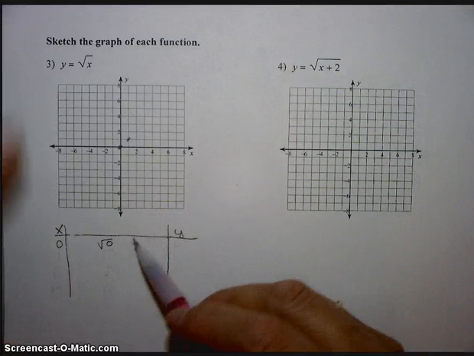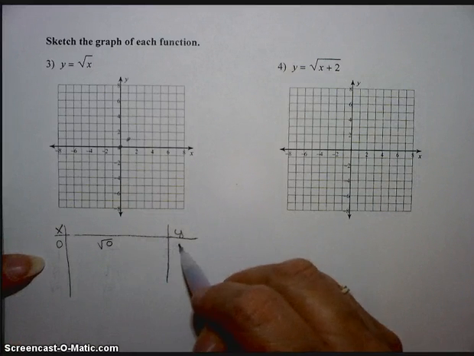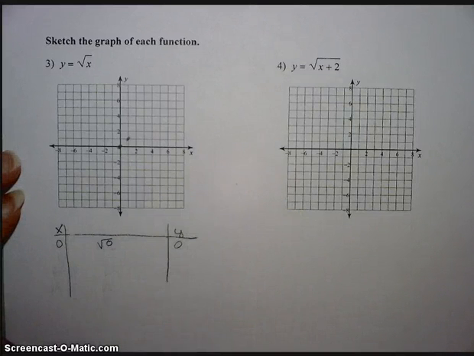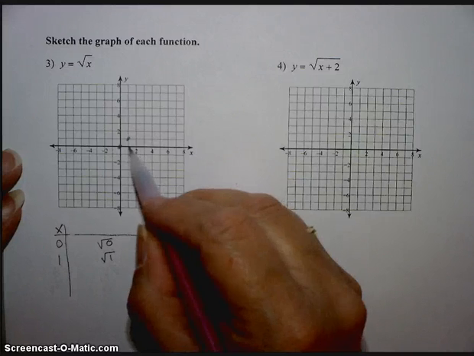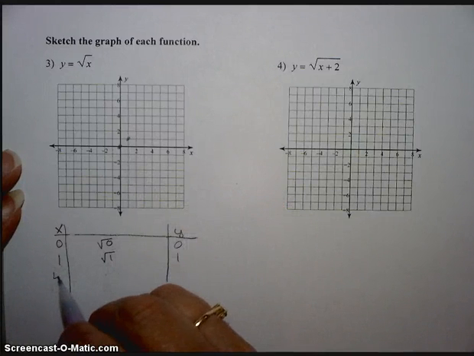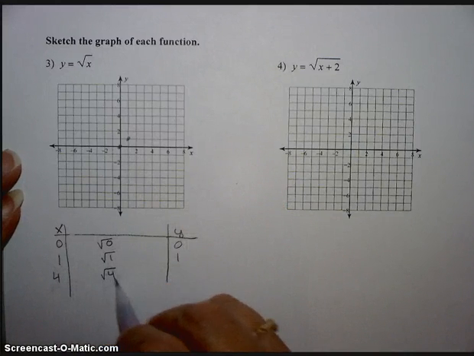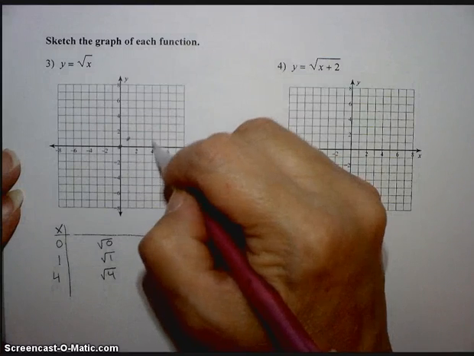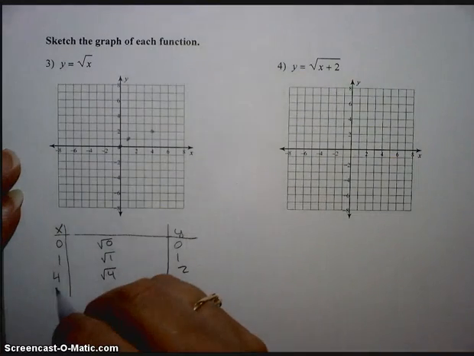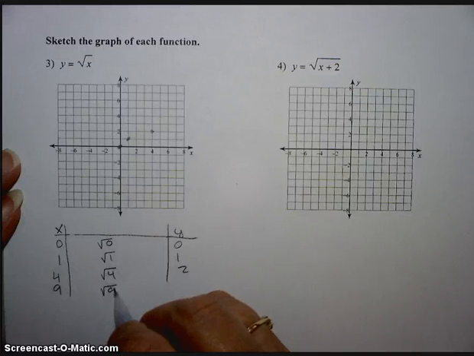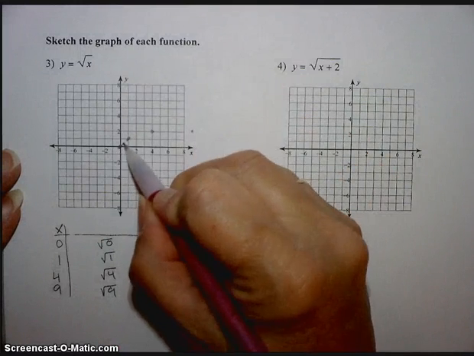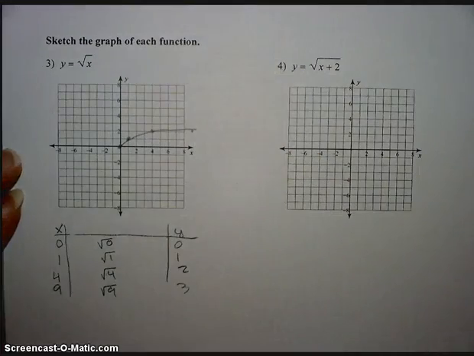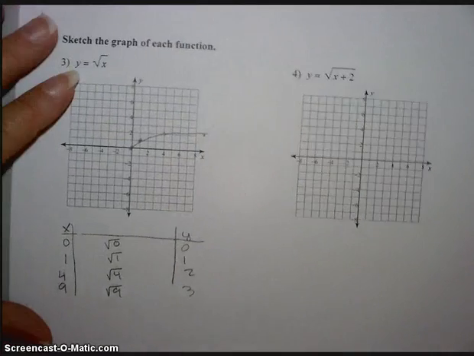So in this case, if I start with 0, the square root of 0 is 0. So I would mark that. The square root of 1 is 1, so we mark that. My next perfect square is 4. The square root of 4 is 2. So when x is 4, I'm at 2. And then my next one would be 9, so the square root of 9 is 3. I'm a little bit off the graph, but I get some idea of what my graph is going to look like. So that is the square root function.